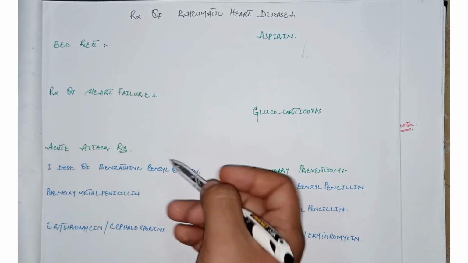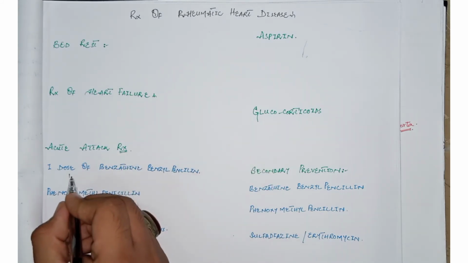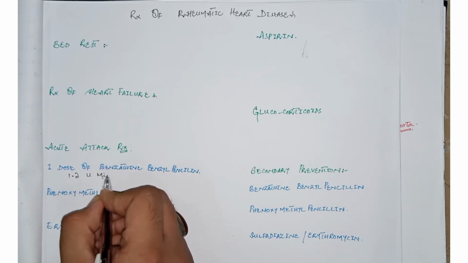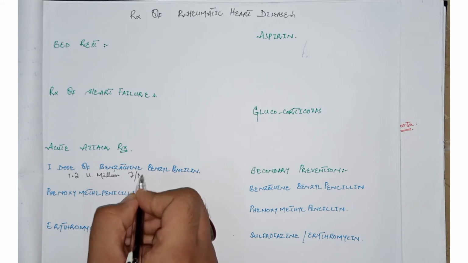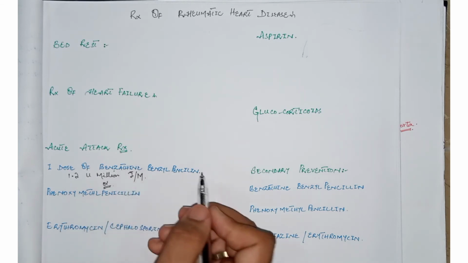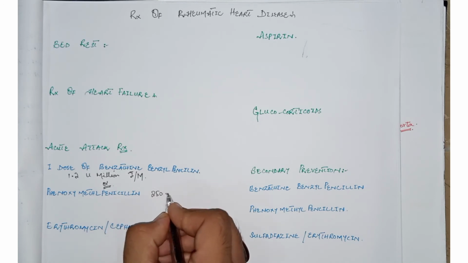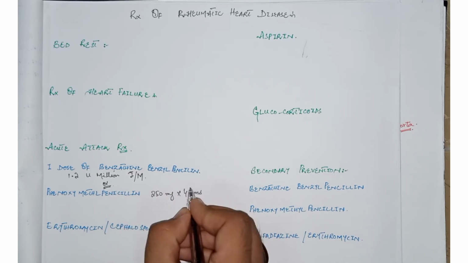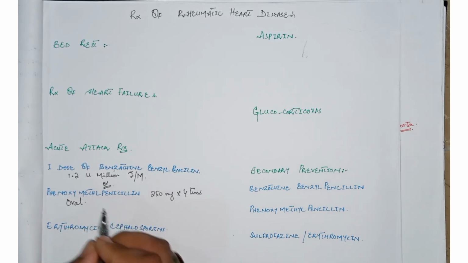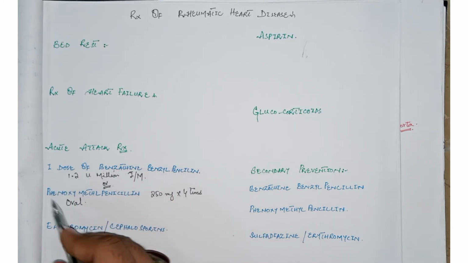In the acute attacks of rheumatic fever, a single dose of benzathine benzyl penicillin of 1.2 million units intramuscular is the drug of choice. Or if the intramuscular injections are not available, then the second option is phenoxymethyl penicillin 250 mg four times daily per oral. So this drug should be given orally if intramuscular drug is not available. And if the patient has allergy to penicillin, then the alternative options are erythromycin or cephalosporin.